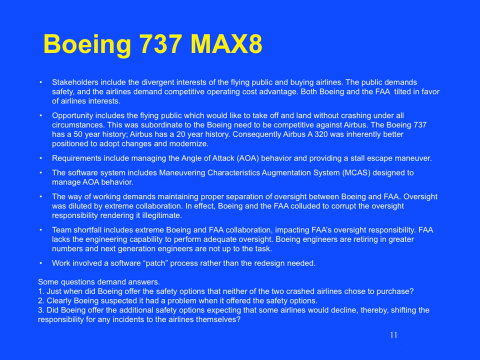The way of working demands maintaining proper separation of oversight between Boeing and FAA. Oversight was diluted by extreme collaboration. In effect, Boeing and the FAA colluded to corrupt the oversight responsibility, rendering it illegitimate. Team shortfall includes extreme Boeing and FAA collaboration, impacting FAA's oversight responsibility.